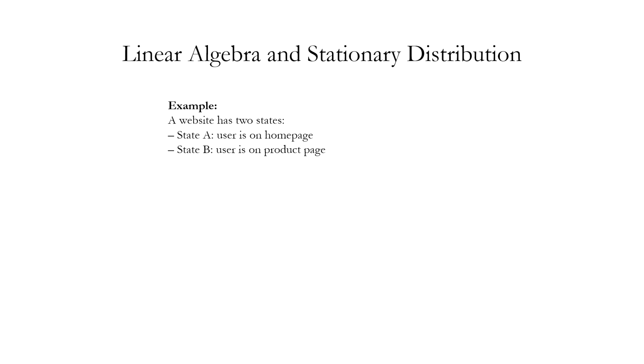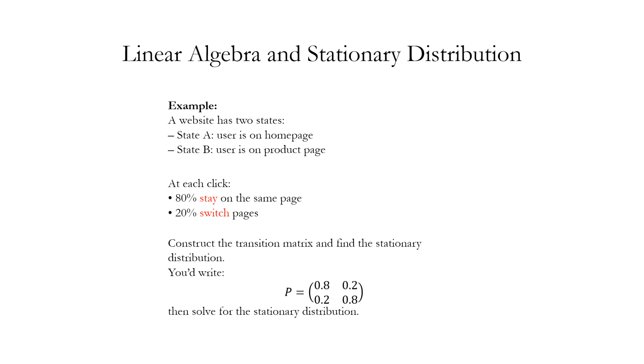So we're going to use an example. A website has two states. State A, user is on the home page. State B, user is on the product page. At each click, 80% stay on the same page, while 20% switch pages. We construct the transition matrix and find the stationary distribution. You'd write 0.8, 0.2, 0.2, 0.8, then solve for the stationary distribution.